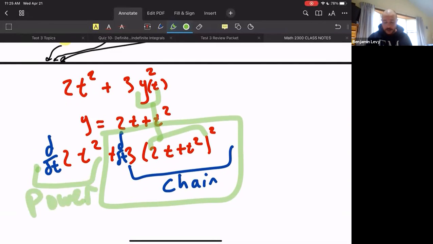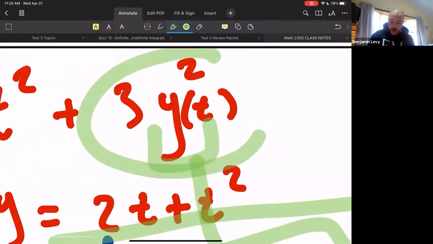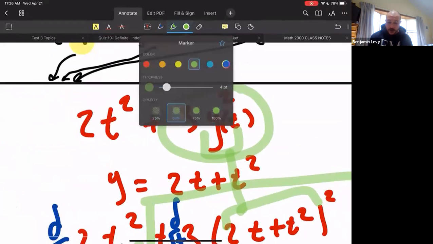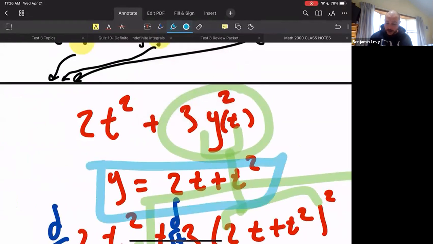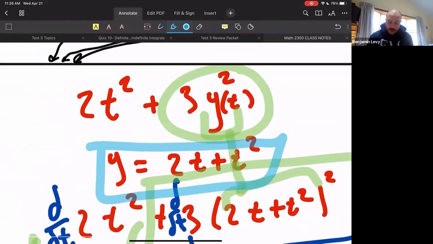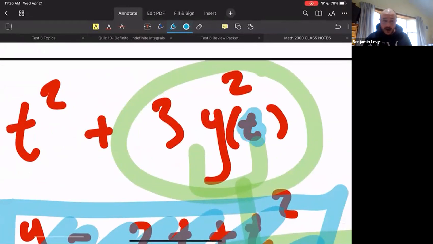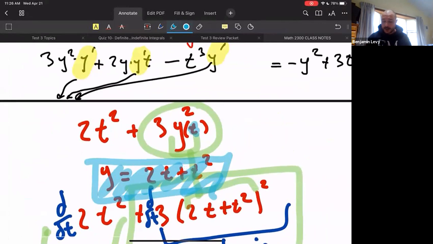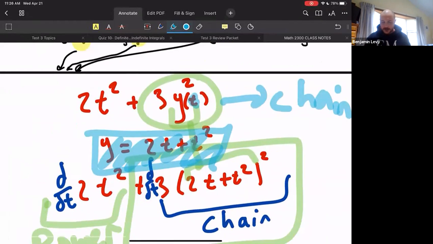But let's focus in on the 3y squared. We know there's a t in here somewhere. We just don't know what the actual expression is. So the actual problem, we don't know this part of it. We don't know the expression for y. This is just an unknown. But we know it's in there somewhere. And so that's what makes this one a chain rule. Thoughts about that? Right, because of this.